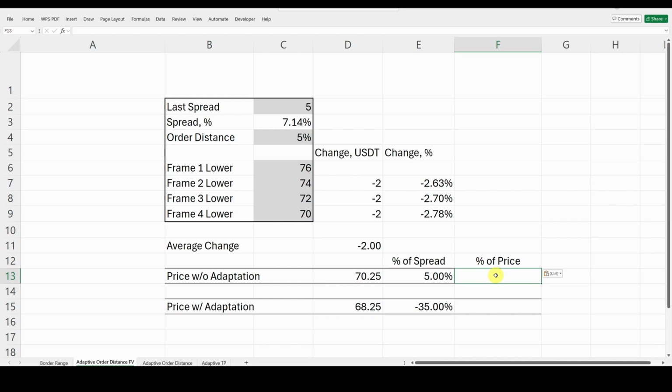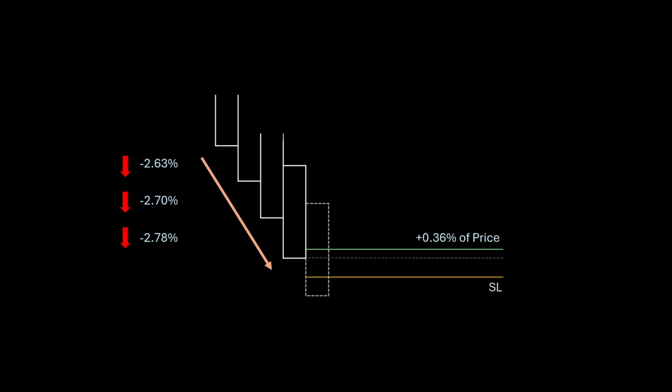Let's add that. As a percentage of the latest lower boundary, the no adaptation order is 0.36% above. Alright, now we're getting somewhat closer to familiar territory. Let's get real here. The price is dropping nearly 3% every frame, and we are setting the order distance to plus 0.36%. Probably not too smart if the expectation is for the downward trend to continue. Instant wipeout of your stop loss.